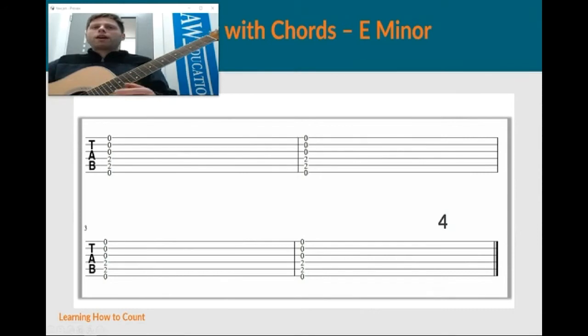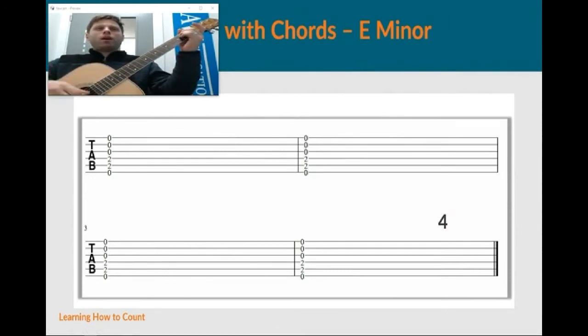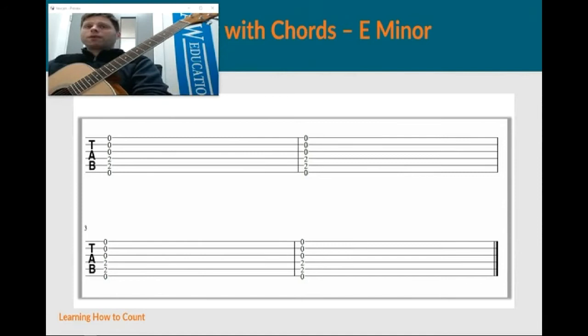Alright? So, again, notice that there's nothing underneath here. That means, when we see this in our tablature notation, that we let that chord or note ring for 4 beats. 1, 2, 3, 4. Right? 1, 2, 3. Right? And then there's silence. I'm letting it ring for the entire 4 beats.